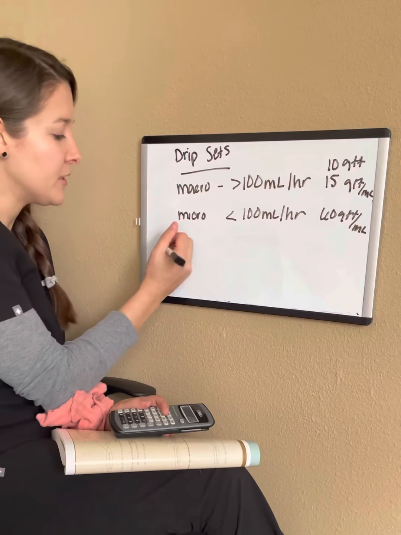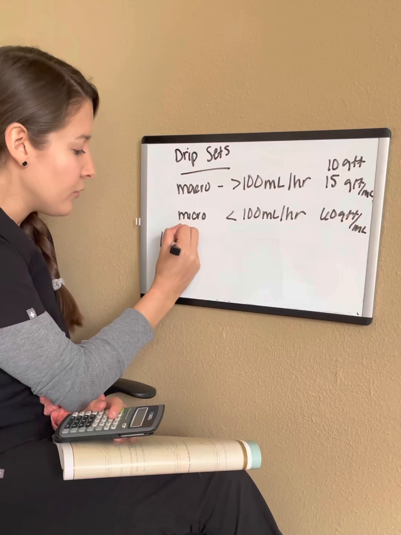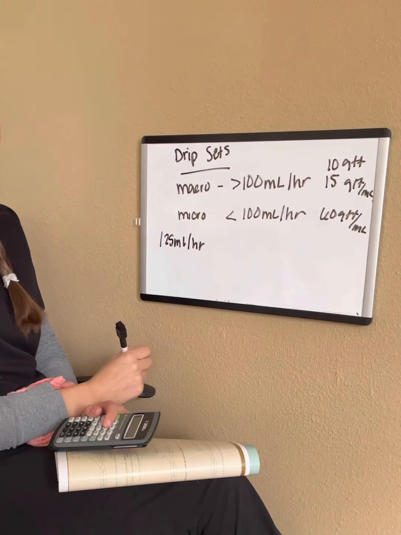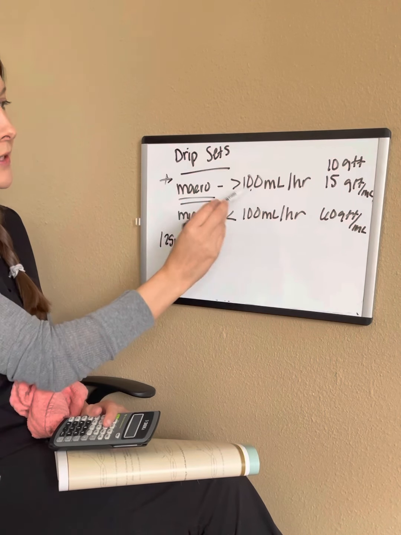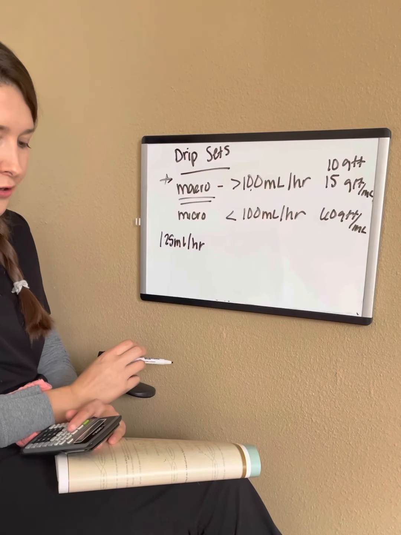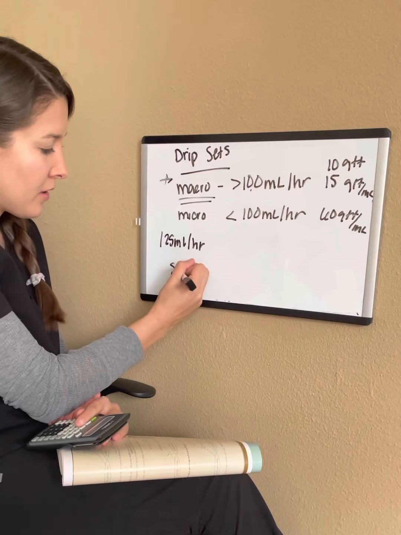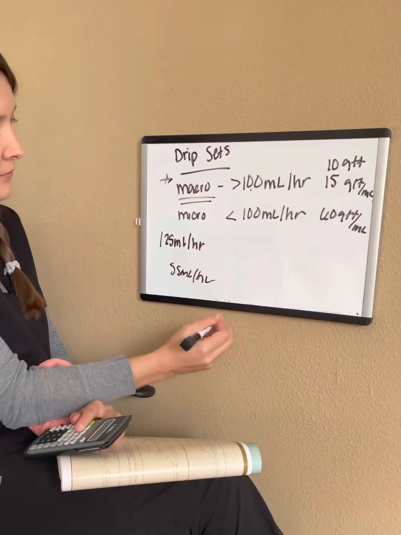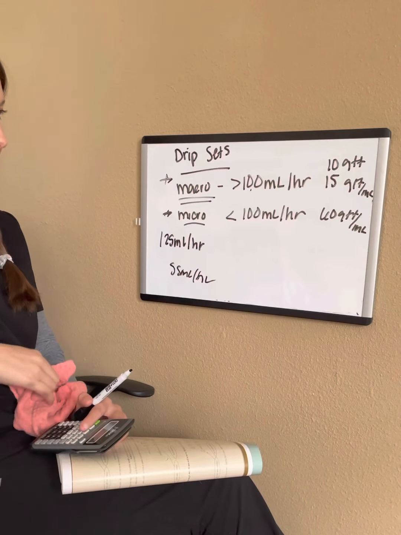So let's use the patient from the very first example that we had. That patient was getting 125 mils per hour. So they would be getting a macro drip set because it's greater than 100 mils per hour. Okay. If we're talking about this cat at the bottom, let's say they were just getting 55 mils per hour, they'd be getting a micro drip set. So just always remember that, okay?